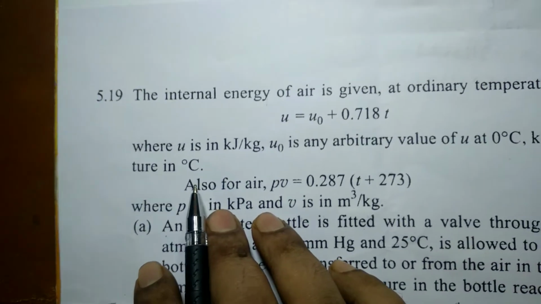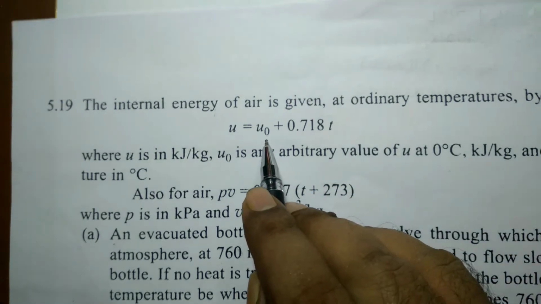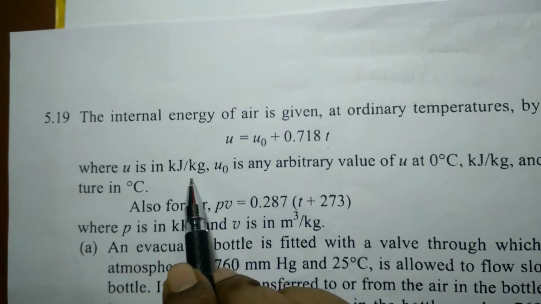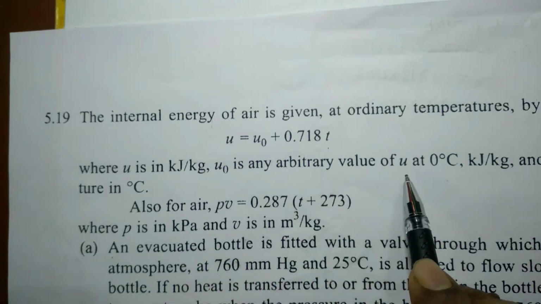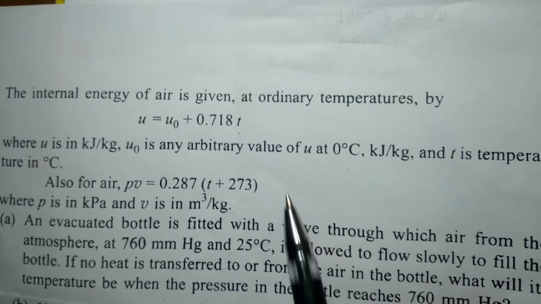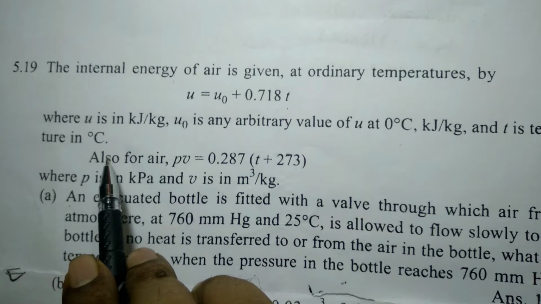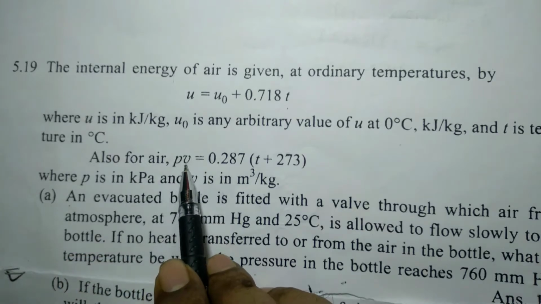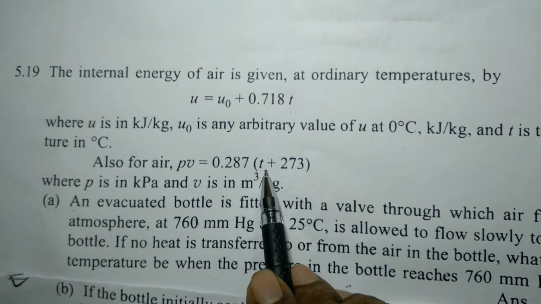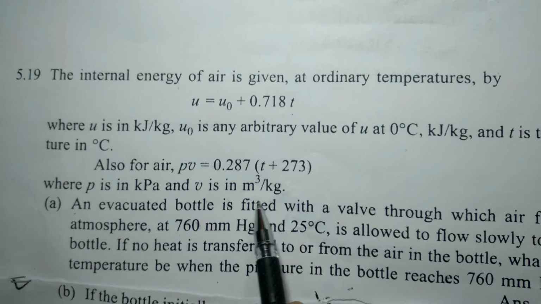The question is like this: the internal energy of air is given at ordinary temperatures by U is equal to U0 plus 0.718 T, where U is in kilojoule per kg, U0 is any arbitrary value of U at 0 degree Celsius, kilojoule per kg is the specific internal energy small u, and T is the temperature in degree Celsius. This small t, temperature is in degree Celsius. Also for air, P v, both are intensive properties, is equal to 0.287 multiplied by T plus 273, where P is in kilopascal and small v is in meter cube per kg, that is specific volume.